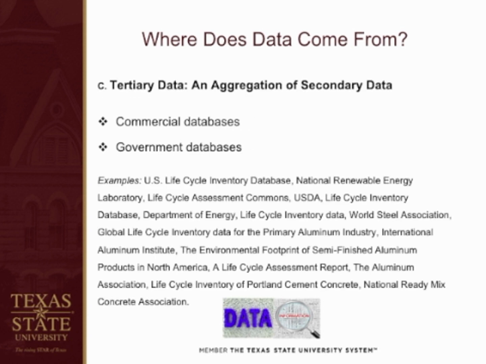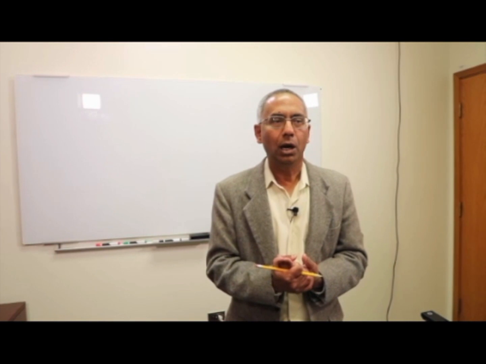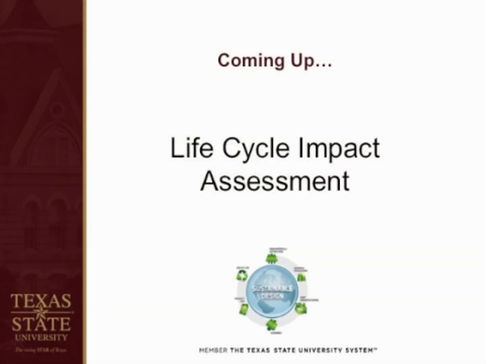For example, the National Ready Mix Concrete Association may pool together a lot of data. You could also have the US Department of Agriculture pull data from various state and private dairy, ranches, farms, etc. and pool information. So these are places you go to for your inventory and impact kind of data.